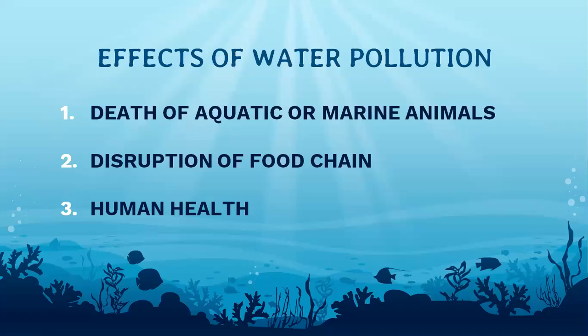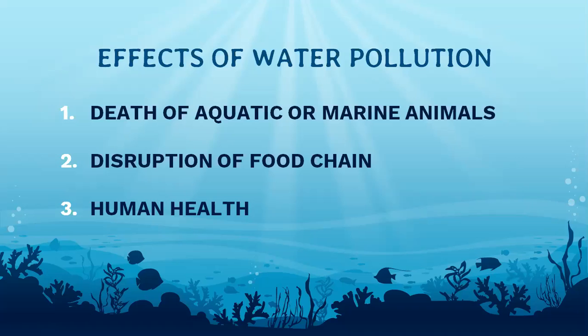This slide explains the effects of water pollution. We can see here 3 points: death of aquatic or marine animals, disruption of food chain, and human health. The biggest problem associated with dumping of pollutants in the water is the killing of animals which are living in the water. Animals like fish, crabs, seagulls, dolphins, etc. get killed and many times they get washed away onto the shores. It also affects the life cycle of marine animals and also affects their breeding capacity.